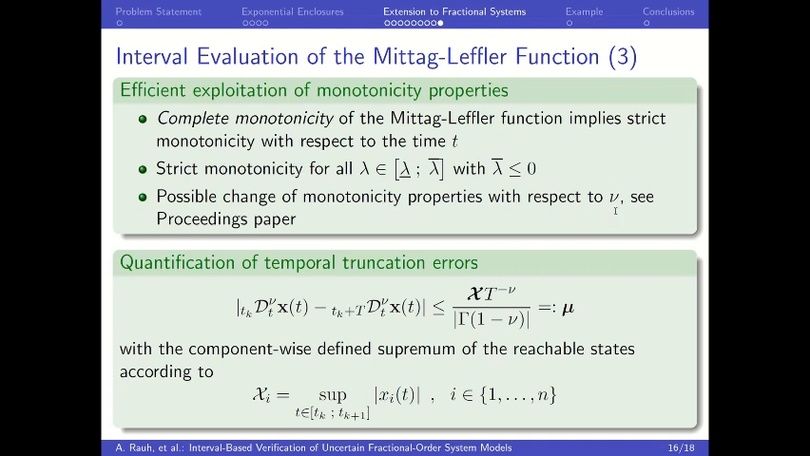Now, if we want to restart the simulation at some point of time t_{k+1}, we have to account for the infinite memory property of fractional order system models. This can be quantified with the help of this expression, where mu is the uncertainty that arises from restarting the simulation at some point of time.